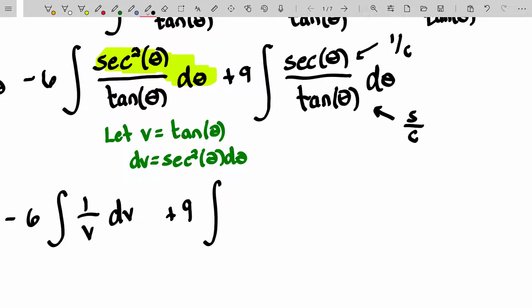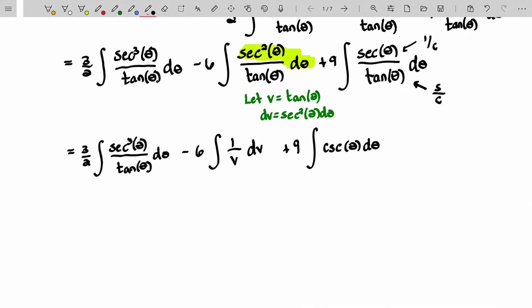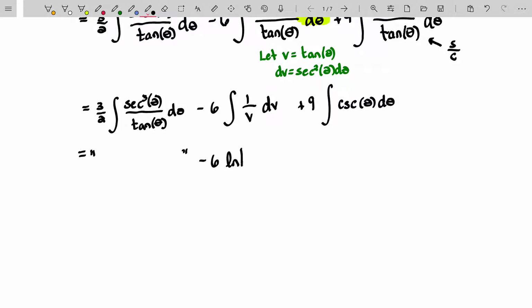So that ratio is actually just 1 over the sine, or in other words, the cosecant. And that integral we happen to know just from our previous work. So what I'll do is I'll just rewrite, maybe I'll put quotes around this so I don't have to rewrite that. And I'll write this as negative 6 technically, natural log absolute value of v plus 9 natural log absolute value of cosecant of x.